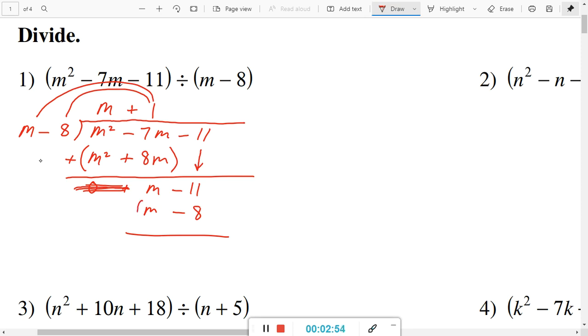Okay, use parentheses on the bottom part because we're going to subtract that whole thing. Okay, m minus m is just 0. And here we have two negatives. Negative 11 minus negative 8. That makes it positive 8. Okay, so negative 11 plus 8 is going to be negative 3. All right, we can ignore the 0 here. And we have nothing left to bring down. We have no terms left to bring down. So this negative 3 is actually the remainder.